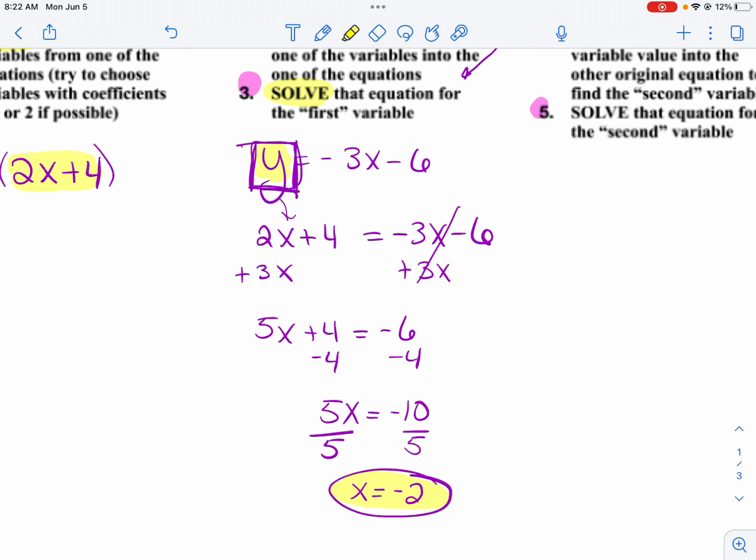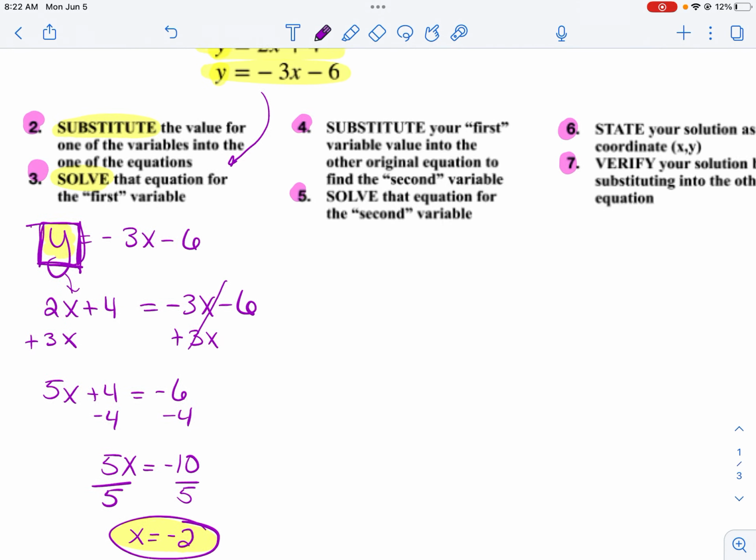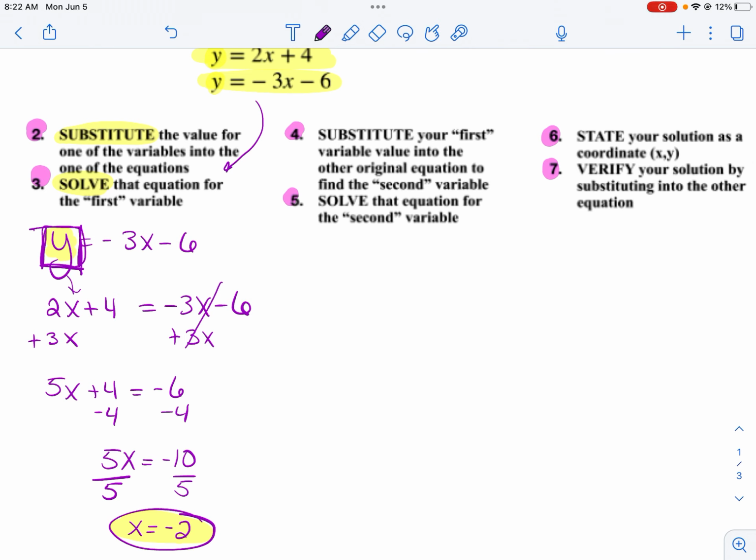If you remember, what we're looking for is a solution. So we're trying to find the point where these two lines intersect. So that's the x value of that point, okay? Then we're going to come over here and we're going to substitute that answer into one of the other original equations. It does not matter which one you put it back into because remember the point is the same on both lines. So if I take the first equation, 2x plus 4, and I know x is equal to negative 2, then I'm going to put negative 2 in where x was.